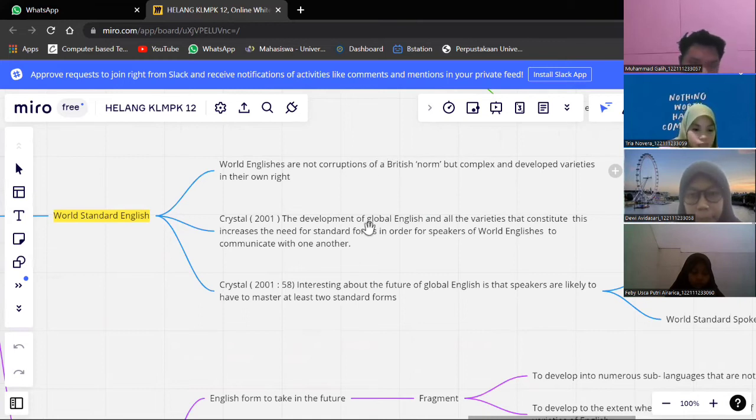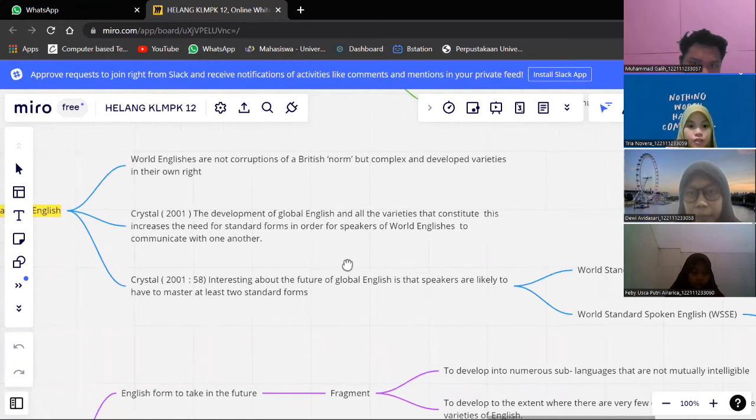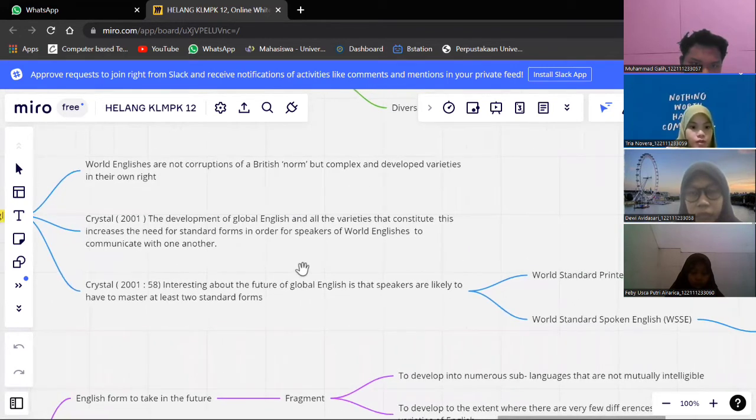World Englishes, however, are not a corruption of the British norm, but complex and developed varieties in their own right. According to Crystal, the development of global English and all the varieties that constitute it increases the need for standard forms in order for speakers of world Englishes to communicate with one another.